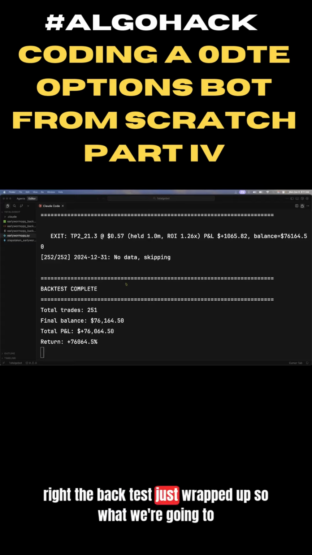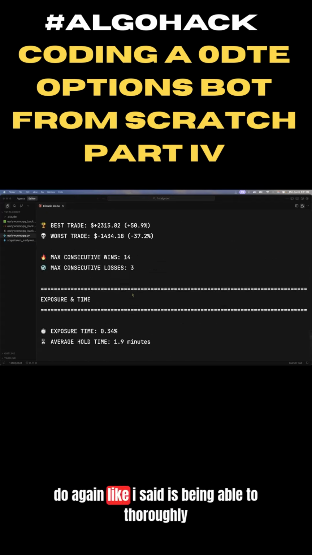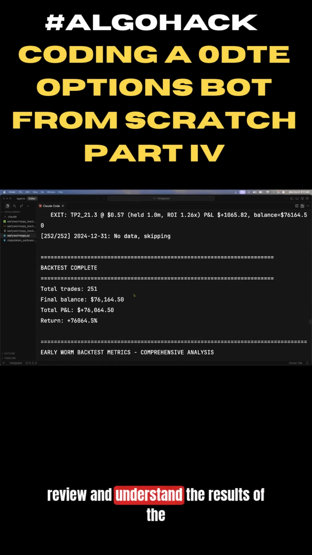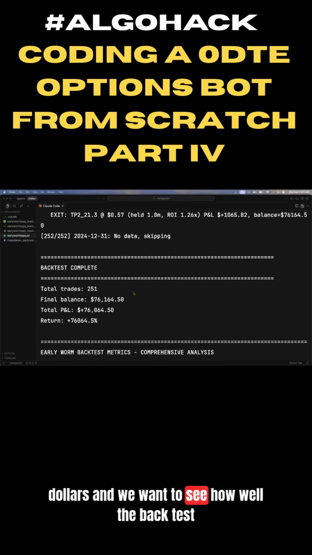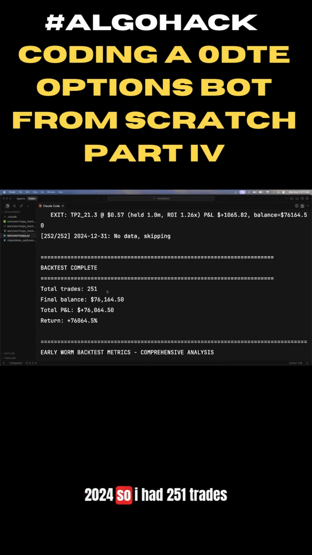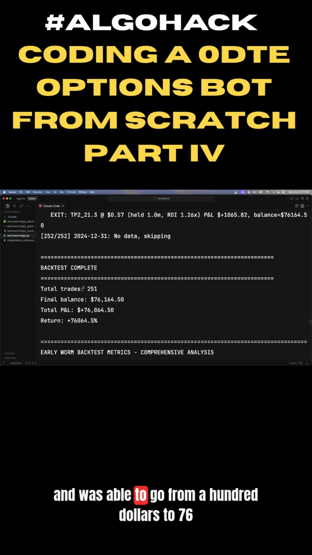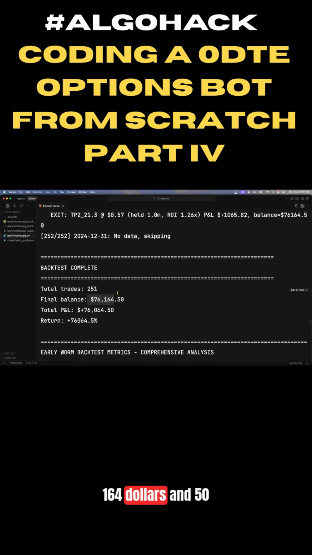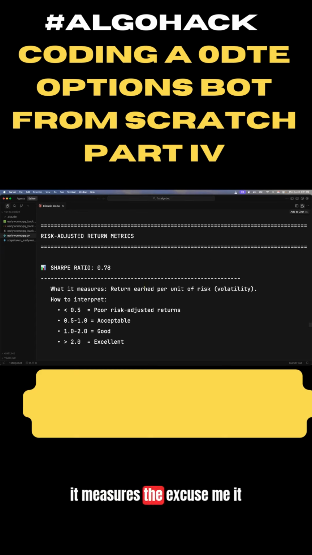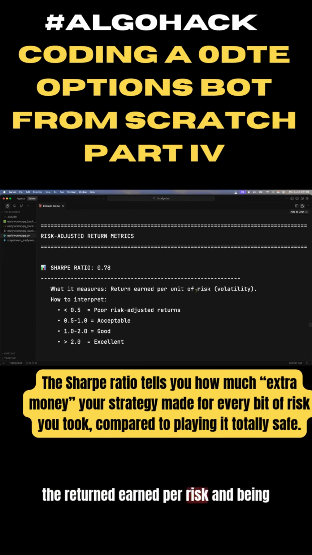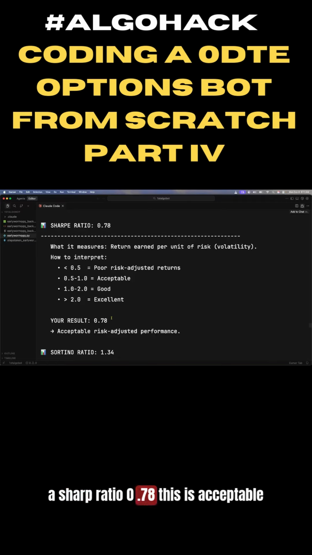All right, the backtest just wrapped up. So what we're going to do, again, like I said, is thoroughly review and understand the results of the backtest. Now, all of our strategies start at $100, and we want to see how well the backtest performs in 2024. So it had 251 trades and was able to go from $100 to $76,164.50, right? We have a Sharpe Ratio of 0.78. What does the Sharpe Ratio measure? It measures the return earned per risk, and with a Sharpe Ratio of 0.78, this is acceptable.